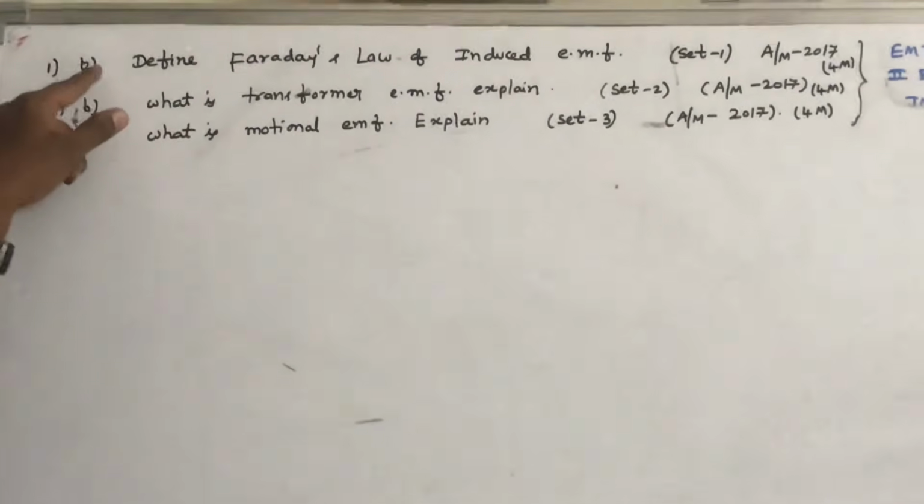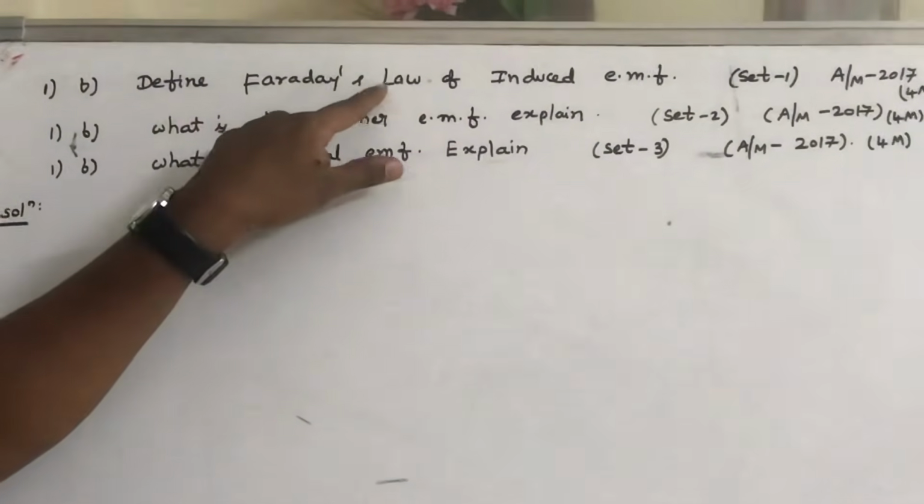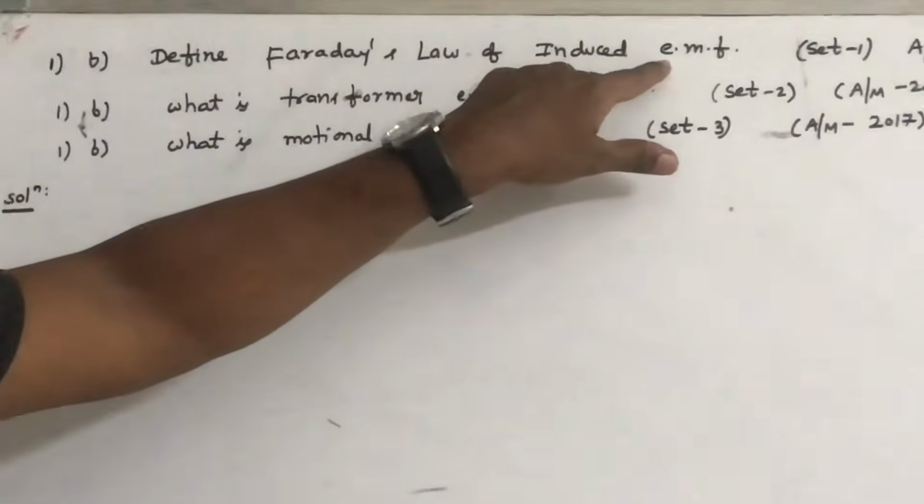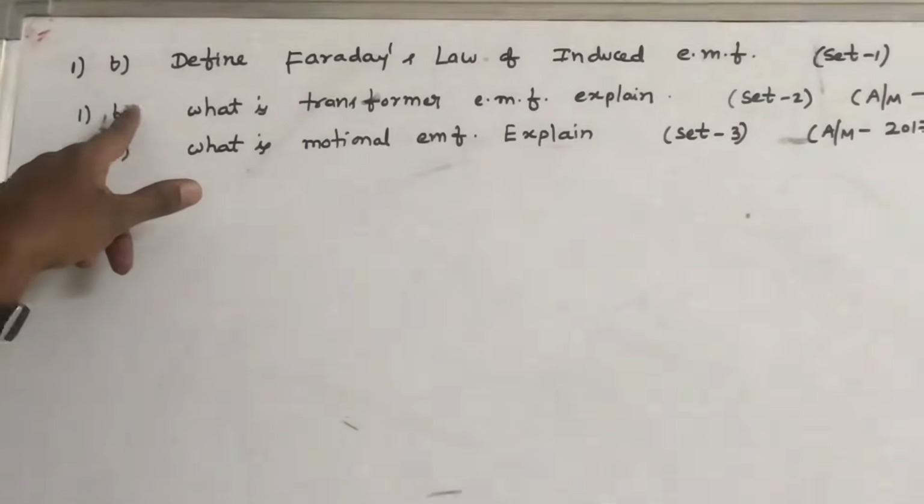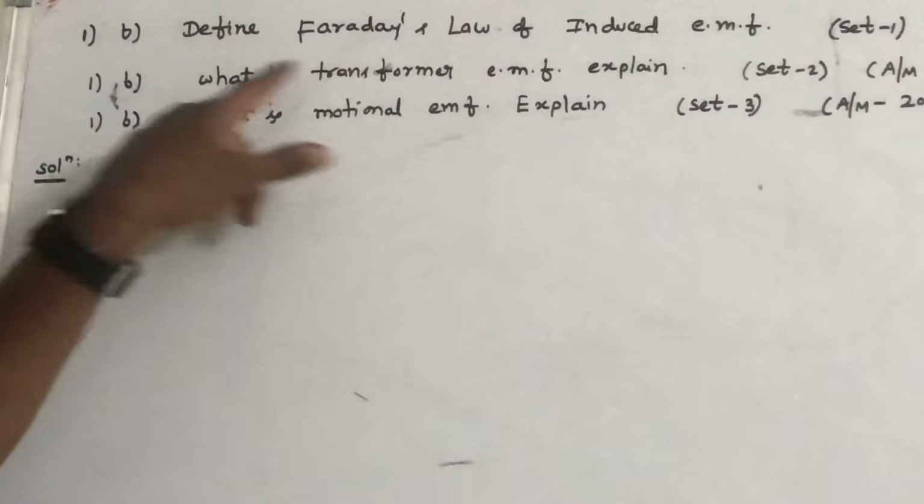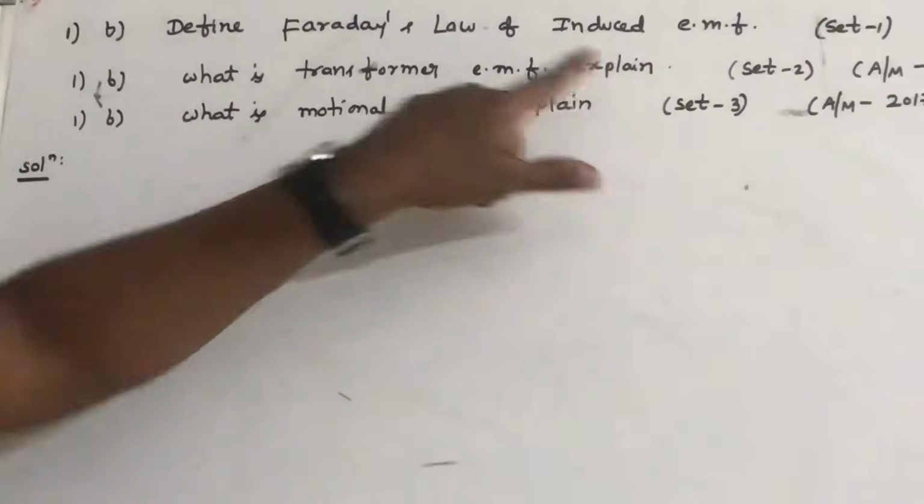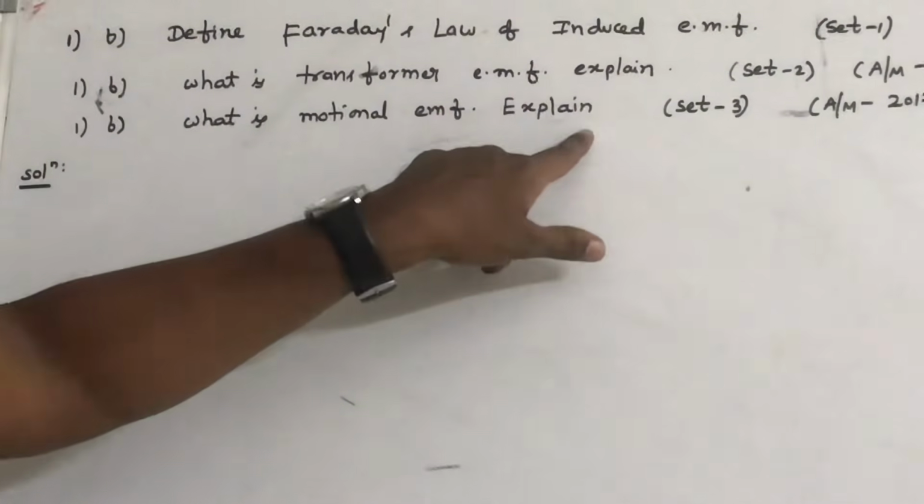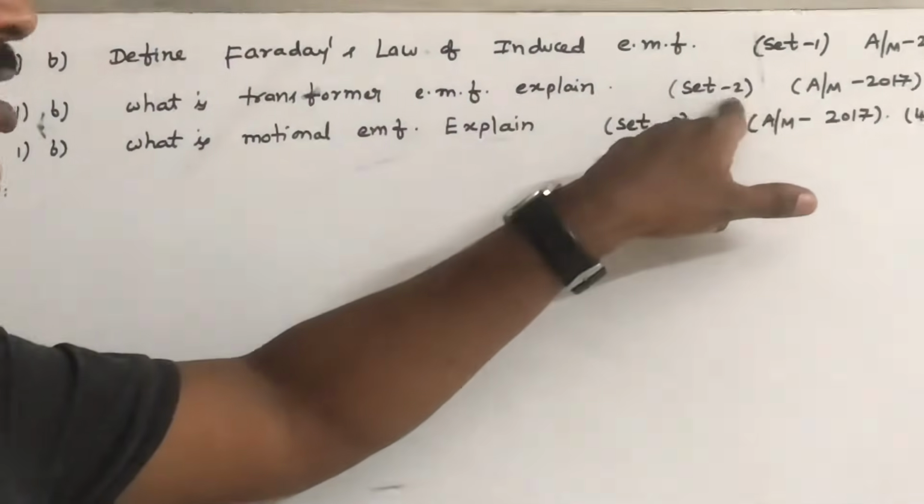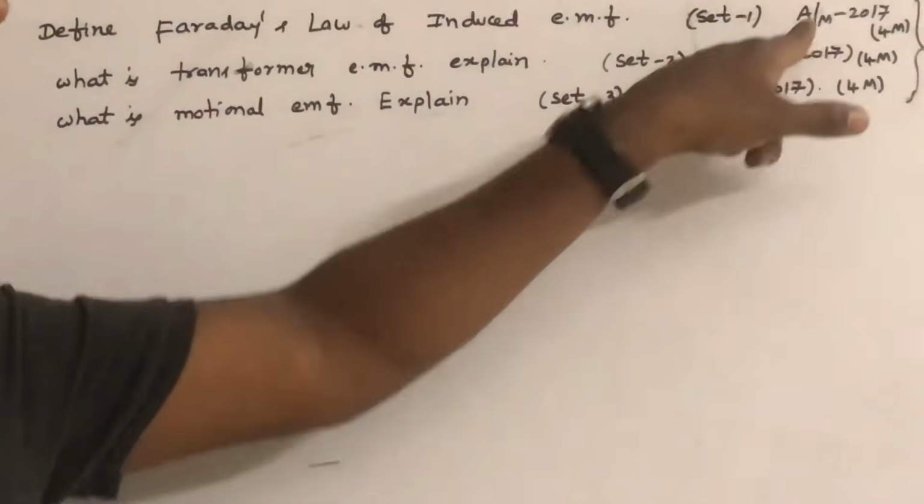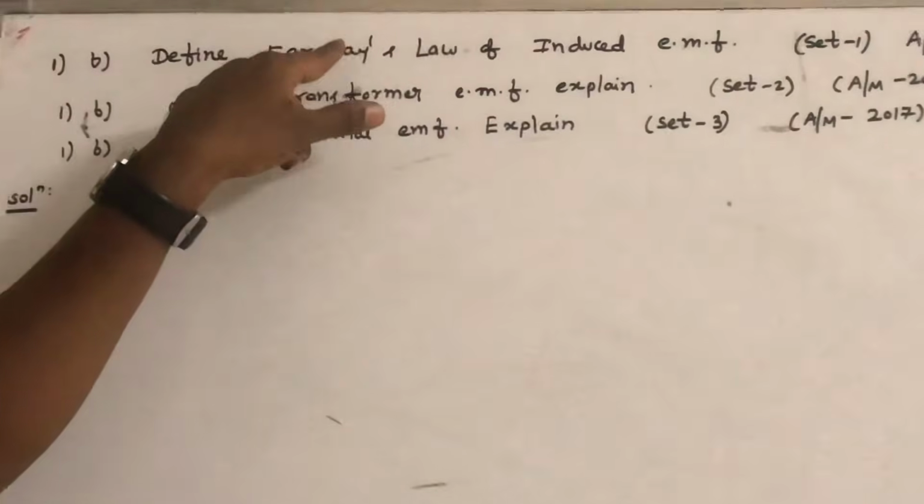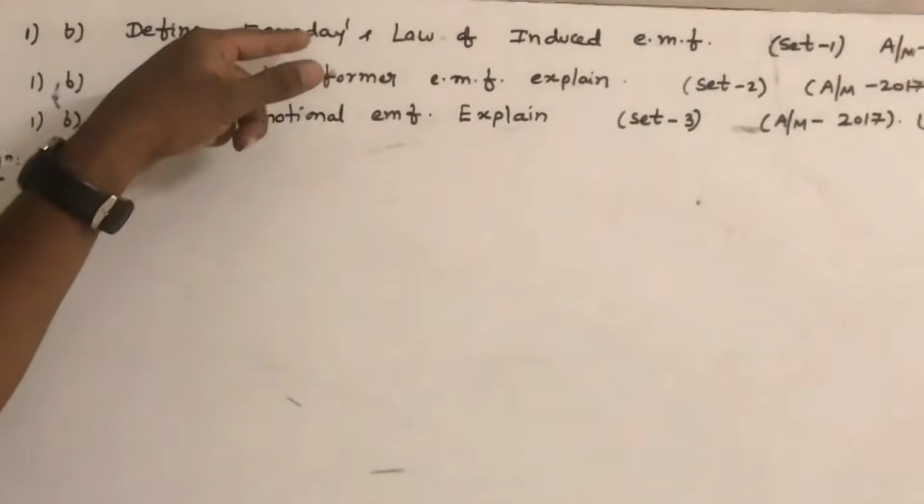This is question 1b. Define Faraday's law of induced EMF. And the continuation of the questions is, what is transformer EMF and explain, and what is motional EMF and explain. These questions are given in set 1, set 2, set 3, 4 marks, April, May 2007. So these three articles are continuity articles.